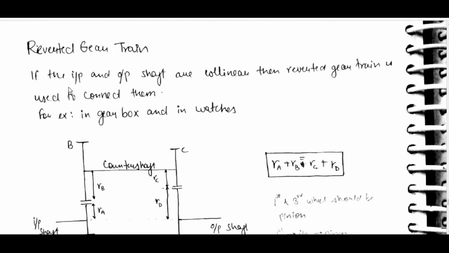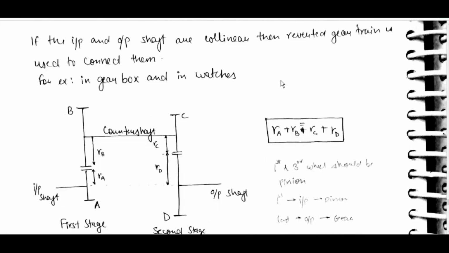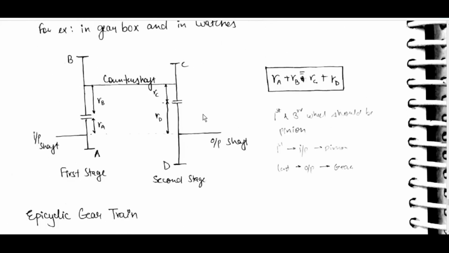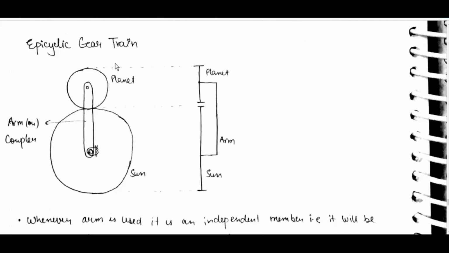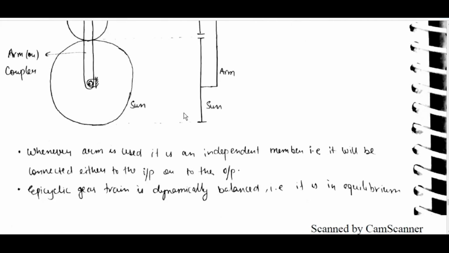Reverted gear train: if the input and output shafts are collinear, then a reverted gear train is used to connect them. For example, in gearbox and in watches, RA plus RB is equal to RC plus RD. First stage, second stage.